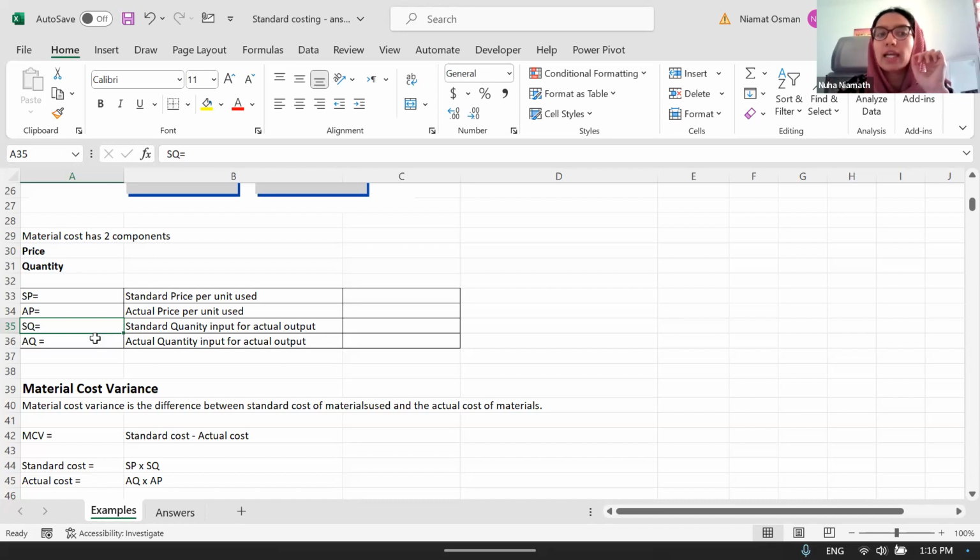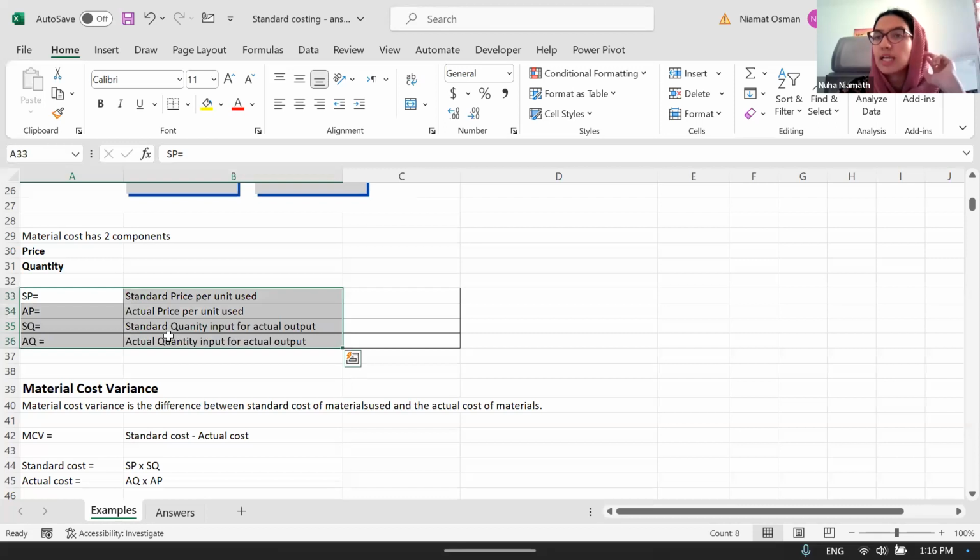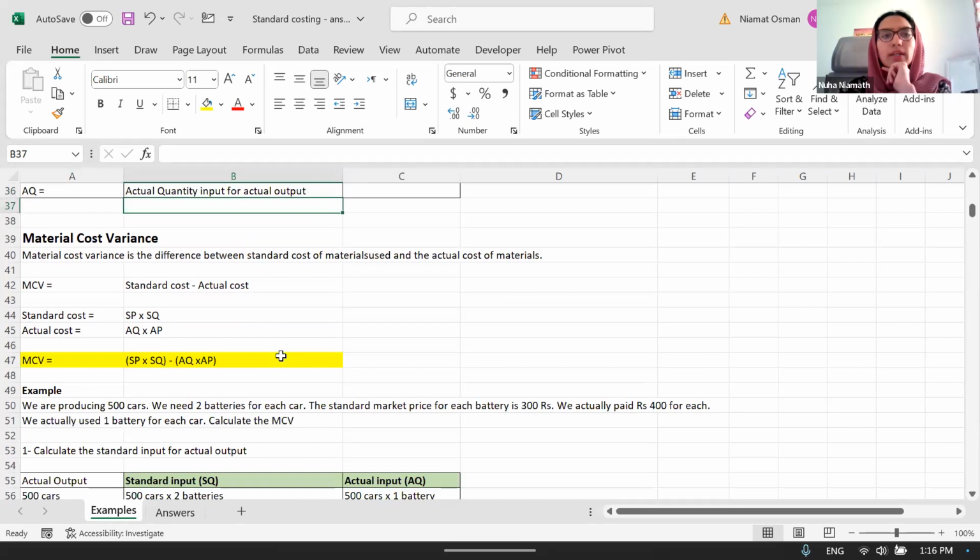Then we have something called AQ. AQ is what? If you utilize more than one battery, like for example, two batteries. So that will become your actual quantity, what you actually ended up using. So far, so good. Everybody is clear with what are these 4 points? Standard price, actual price, standard quantity, and actual quantity. All good so far? Clear. Okay.